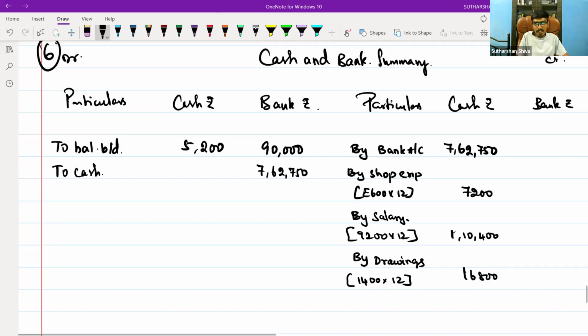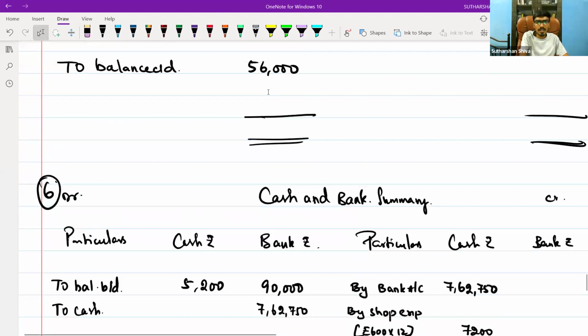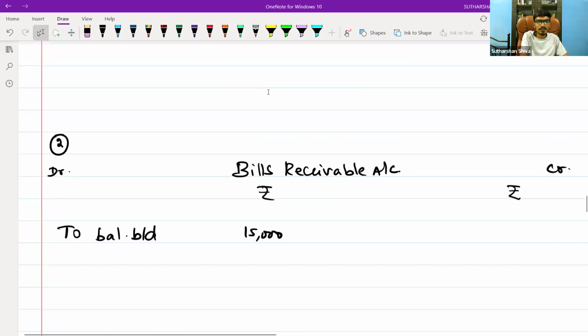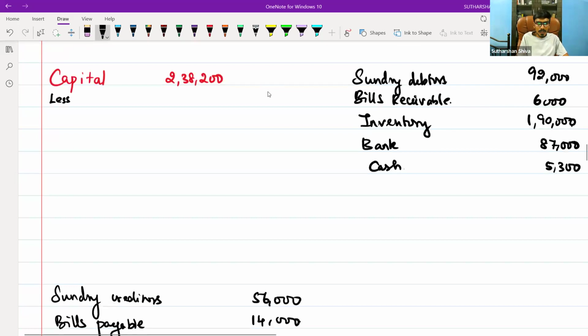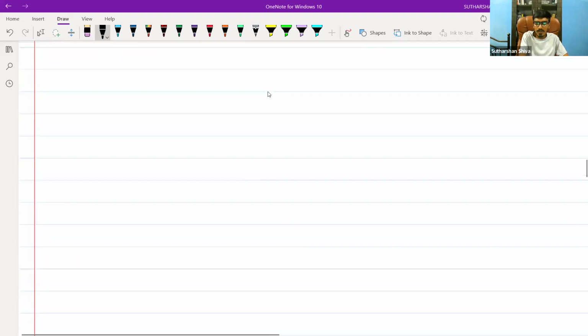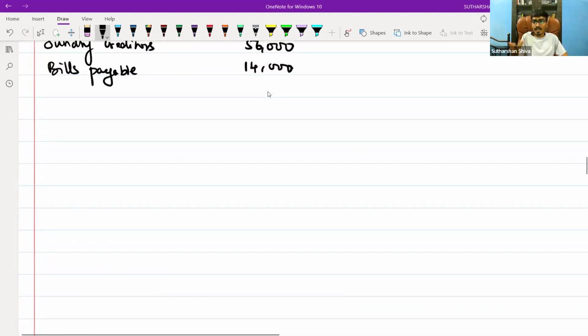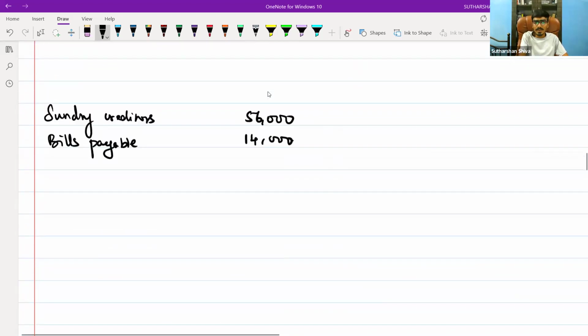That is 16,800. As it is drawings, it should be adjusted towards which one? Capital. So immediately I will go to my capital in the closing balance sheet and write less drawings. In brackets, I will write 1,400 into 12, which is 16,800 in the negative column. Simply write that down. All the expenses I have written are indirect expenses. Indirect expenses will affect which account?